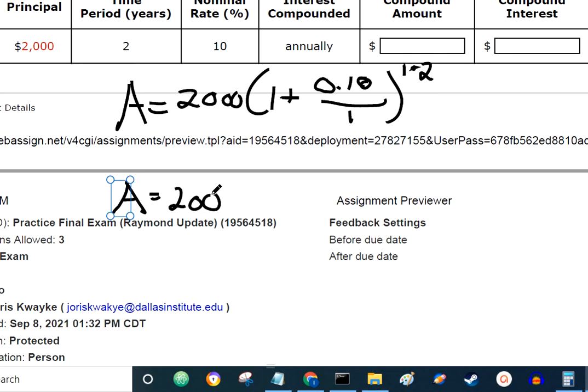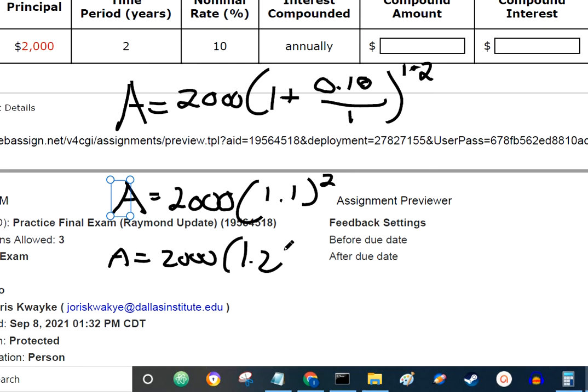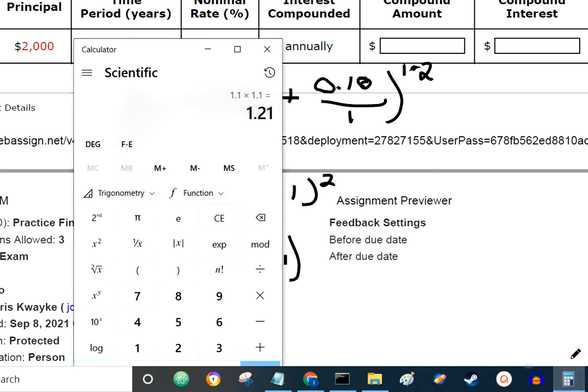Okay, so let's do what we always do. Simplify the parentheses first. That's nice and easy. 0.10 divided by 1 is 0.10. 1 plus 0.10 is 1.10. And then 1 times 2 in the superscript position gives us 2. So 1.1 squared, you could punch in 1.1 and then hit the exponent key, or you could just do 1.1 times 1.1. And then we can multiply 2,000 times 1.21. So 2,420.